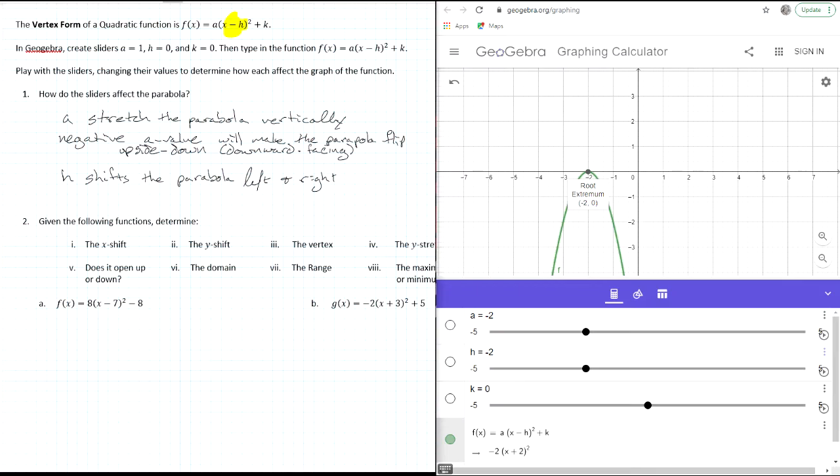The k value is a little bit easier. It's a plus k in the form. If I make k bigger, it shifts the graph up. And if I make k smaller, it shifts the graph down. So k shifts the graph, the parabola, up and down.